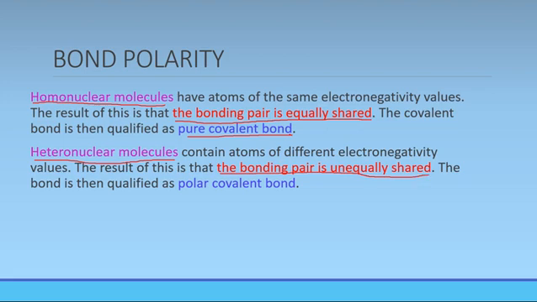Instead, it will be unequally shared because one of the atoms is more electronegative with a greater tendency of attracting the bonding pair, and the other one is less electronegative with a smaller tendency of attracting the bonding pair. And in that case, the bonding pair will be closer to one of the nuclei, resulting in a polar covalent bond.